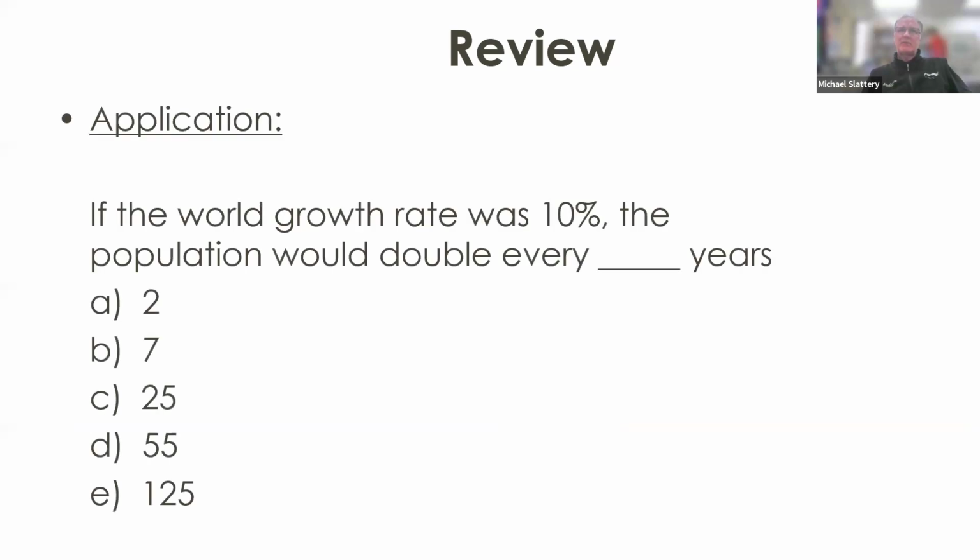And then finally, an application type question. You're applying an equation here. If the world growth rate was 10%, the population would double every how many years? Remember, the doubling time is the rule of 70. So you would take 70 divided by 10%, or 7 divided by 0.1, and the doubling time there would be 7. So those are the types of questions that I ask.